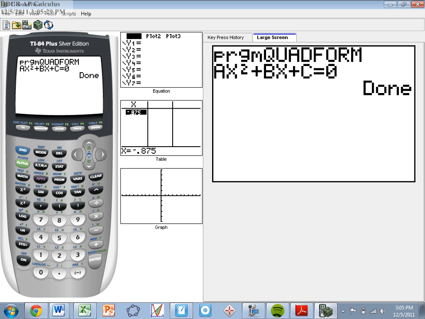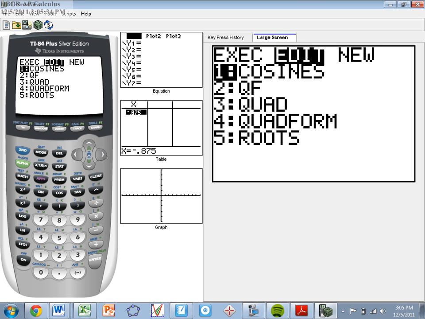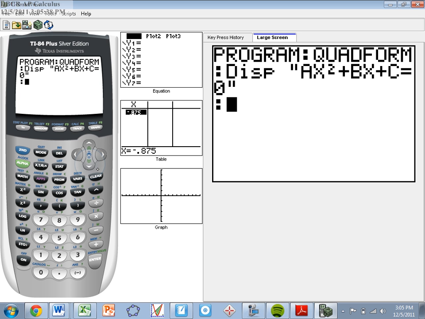We want the computer to actually do some work. So let's go back to our program, go over to edit, go down to quad form, and continue editing. Once I finish the quotation, I can hit enter to go to the next line. So hit enter after your quotations and it'll bring you to the next line.